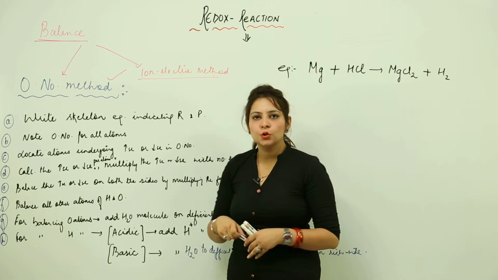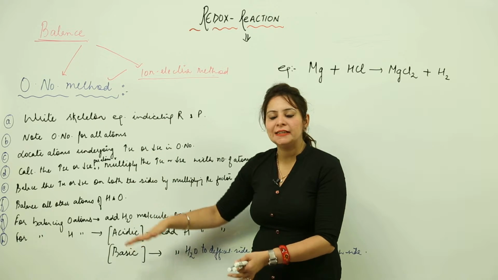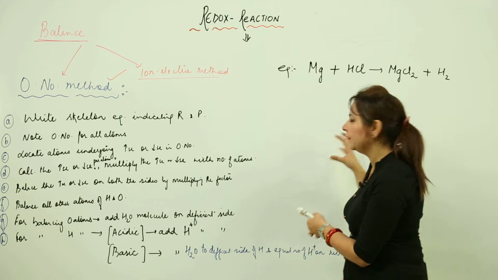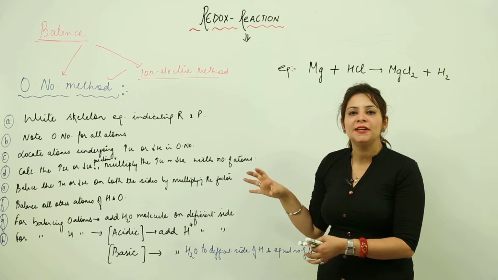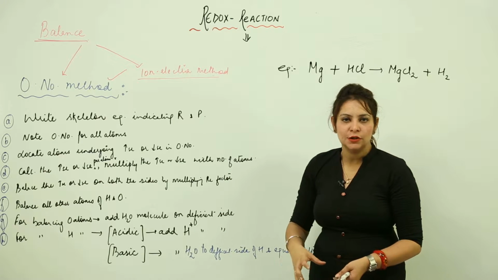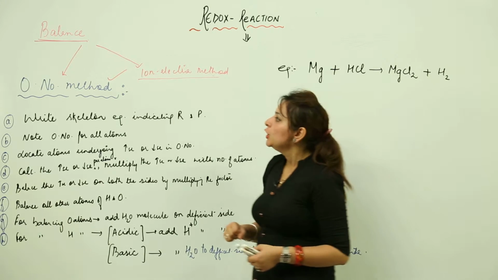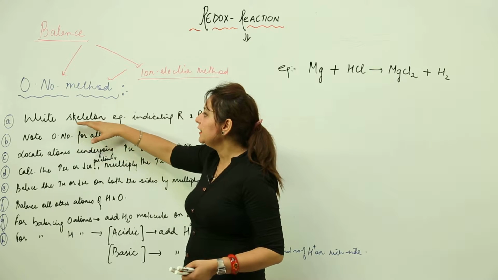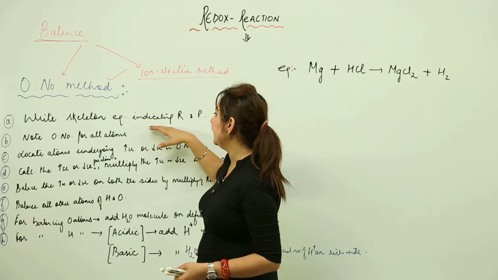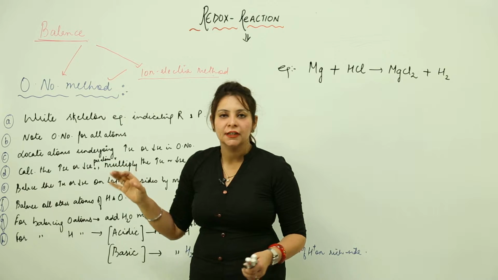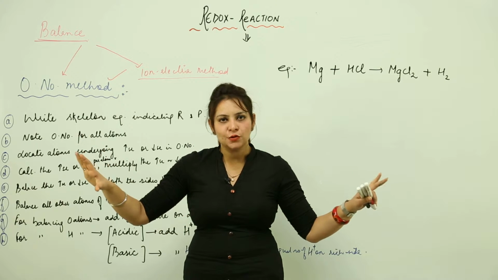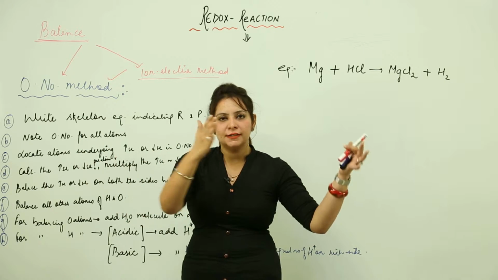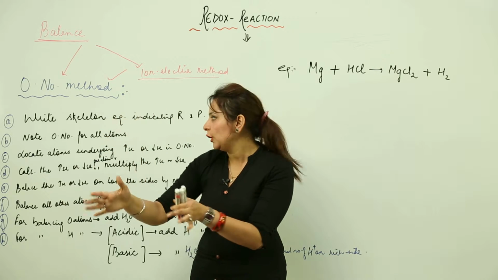I will just recall the points and then I will use these points in a given question so that you will be well familiar with how we are going to balance it on the basis of the oxidation number method. So the first thing is to write the skeleton equation indicating reactants and the products. You should have a complete equation in which there are our reactants and there are products.